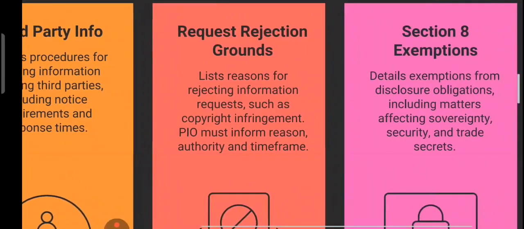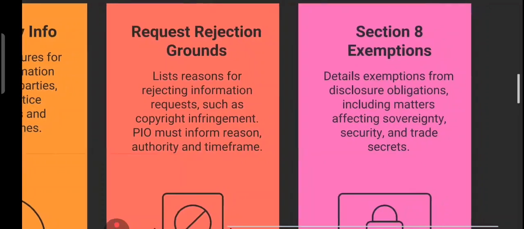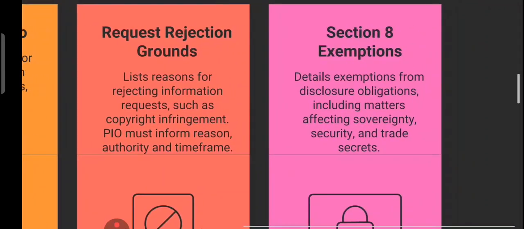Then we have request rejection grounds, meaning rejection reasons. Not every RTI can be accepted. If it is denied, maybe due to copyright or a legal limit, the officer must explain why, when and how you can appeal. So the rejection reason must be given, because every RTI cannot be accepted. If an RTI is denied due to copyright or a legal limit, the officer must explain why it is denied, right?